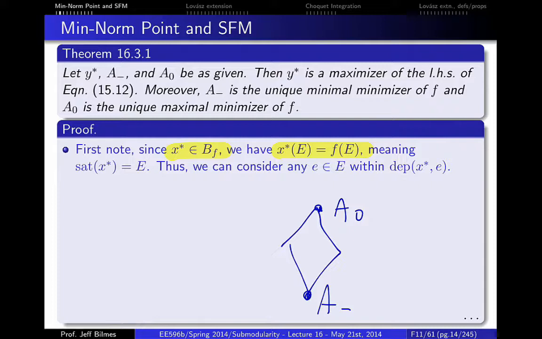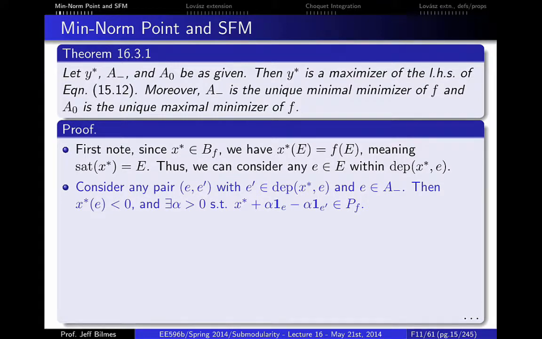So that basically means that sat of x star, the maximal tight set, is equal to e, right? Because everything is tight. If you're at a point in the base, everything is tight. So e is sat, and so that means that we're free to choose any lowercase e in depth. So at x star, the minimum norm point, we're free to choose any e in here.